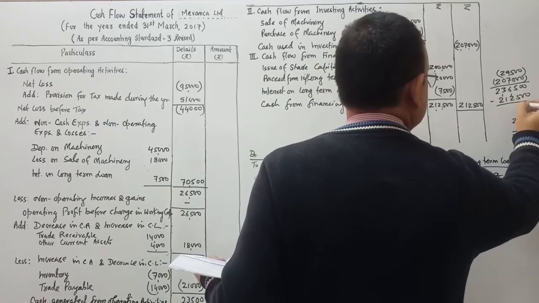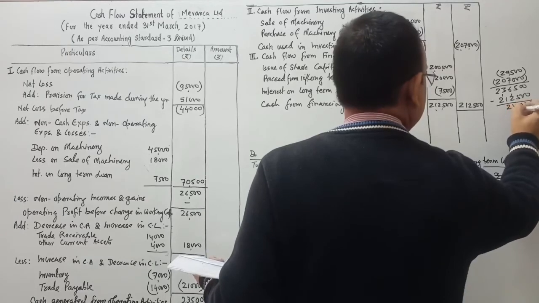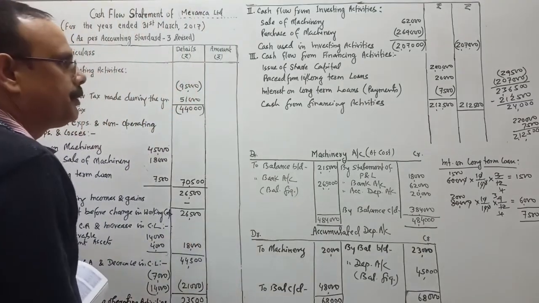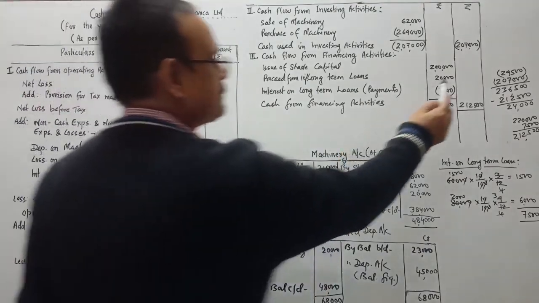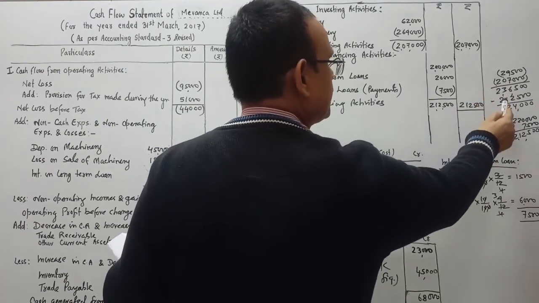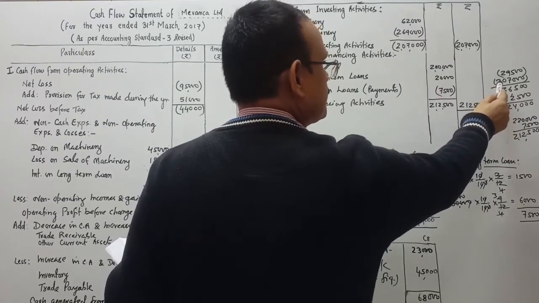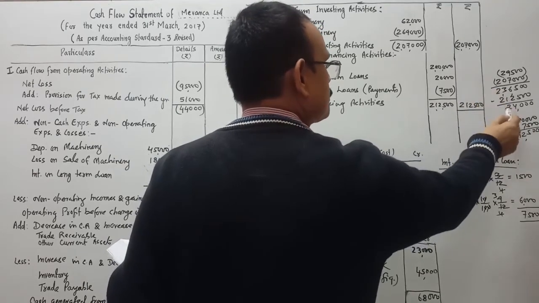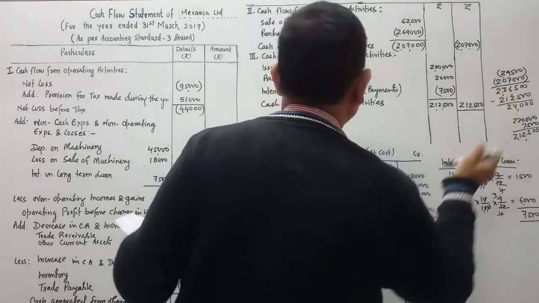So it is 24,000. So what we'll do now? So cash flow from operating used, investing used, and financing is plus. So 2 are added and 1 is deducted. So total is this much is used.